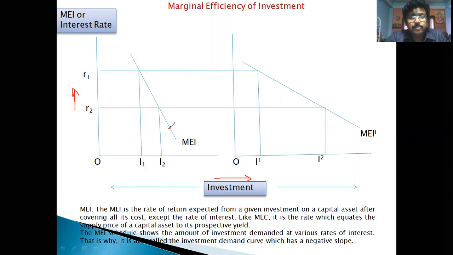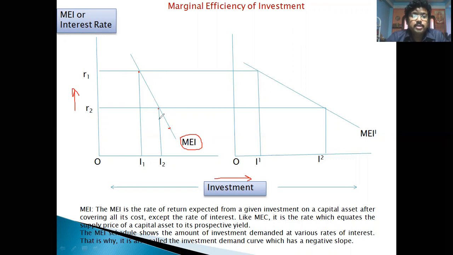This point represents a combination of investment and rate of interest. This point also represents a combination of rate of interest and investment. So this curve is nothing but a schedule of investment and interest. Hope you have a clear idea.